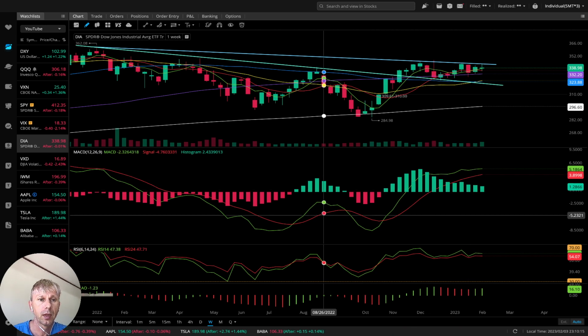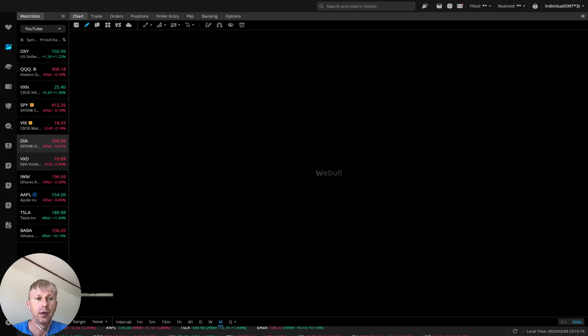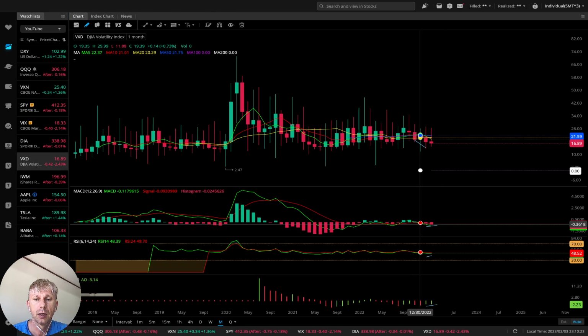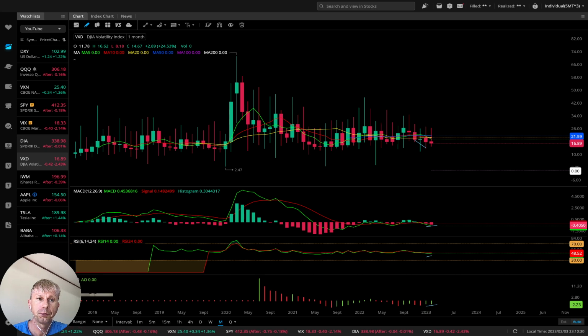Weekly it's bullish. Let's move to the volatility index for Dow. VXD monthly, what's going on? It's a bearish trend on monthly. Should be bullish for Dow.